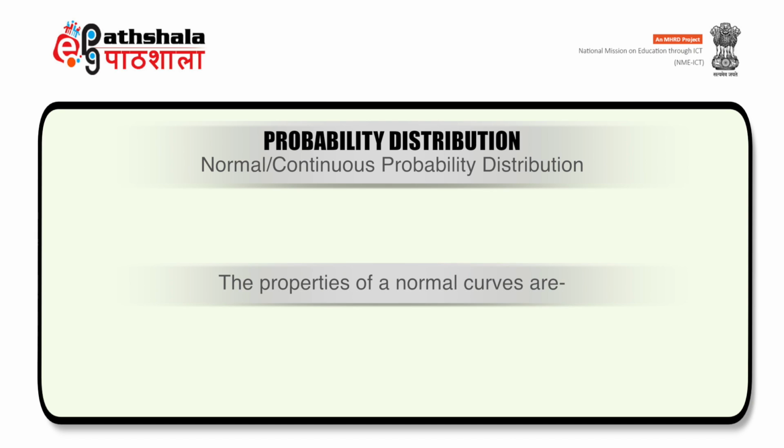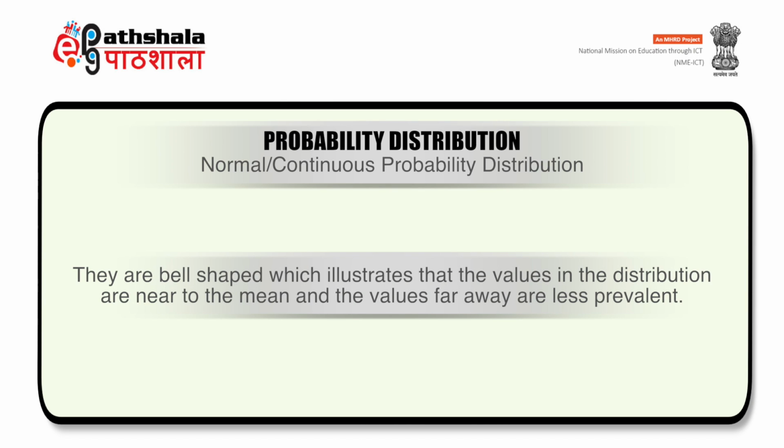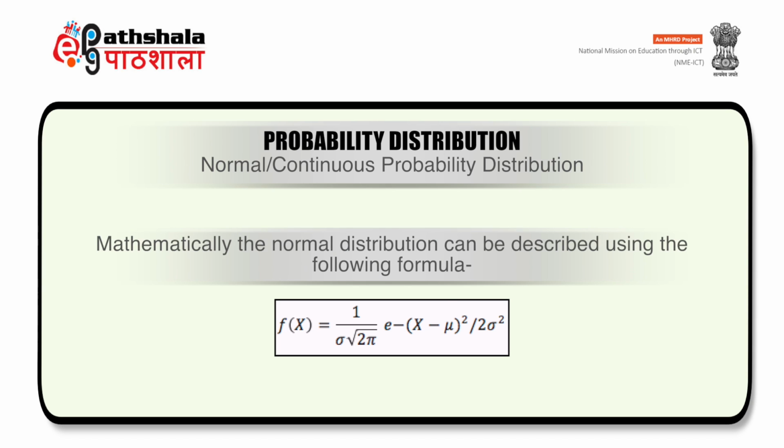The properties of normal curves are, first, they are symmetrical about the central value. Second, they are bell shaped, which illustrates that most values in the distribution are near the mean and few values are far away from it. Thirdly, they extend from minus infinity to plus infinity. Fourthly, the mean, median and mode are numerically equal. Mathematically, the normal distribution can be described using the following formula that you are seeing on your screen.